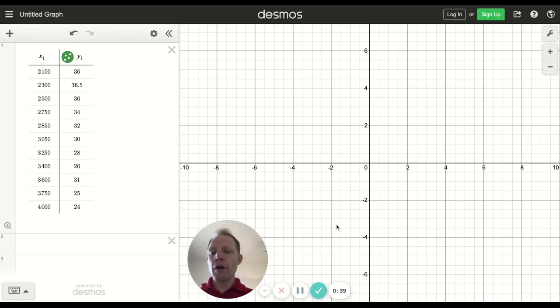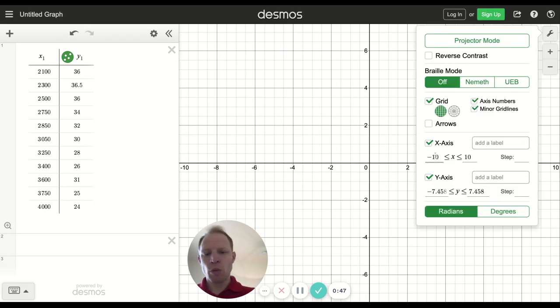Okay, so now that you've got that information in your table, the next thing we're going to do is go over to this wrench in the top right corner. We're going to click on that and change our window. And remember, we want to use the smallest x value and go a little bit less, the largest x value and go a little bit more, and then do the same thing with our y values for the y-axis.